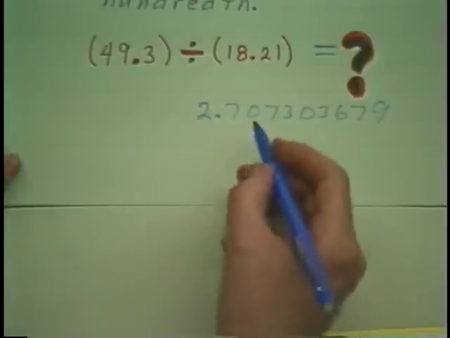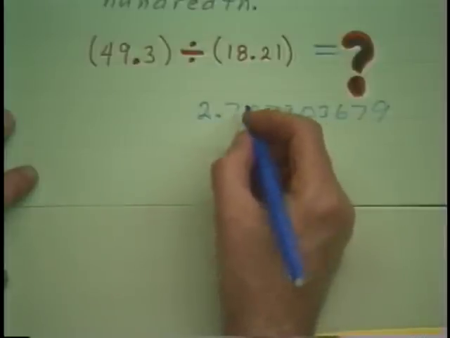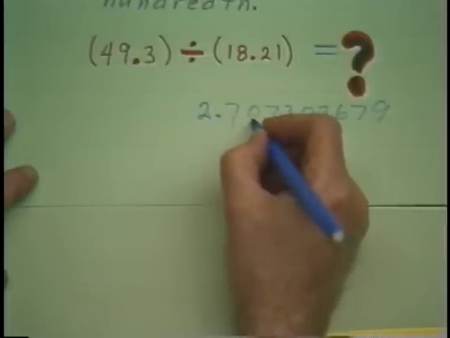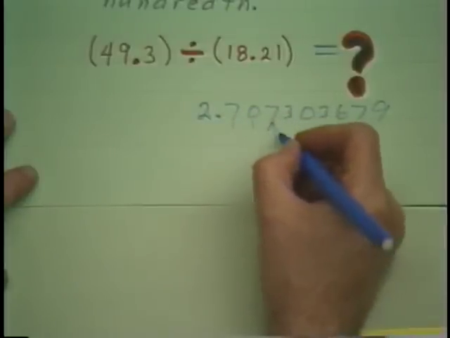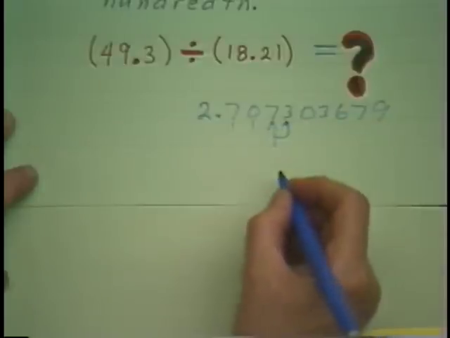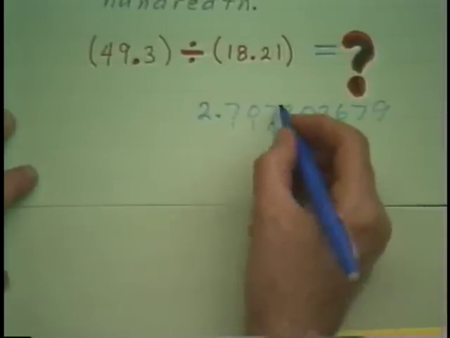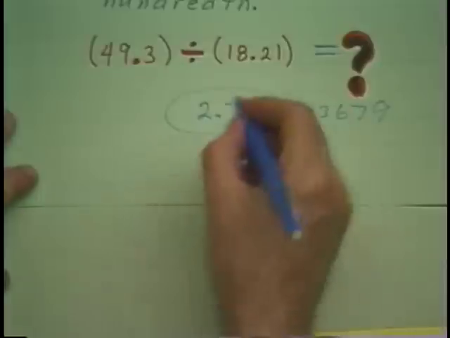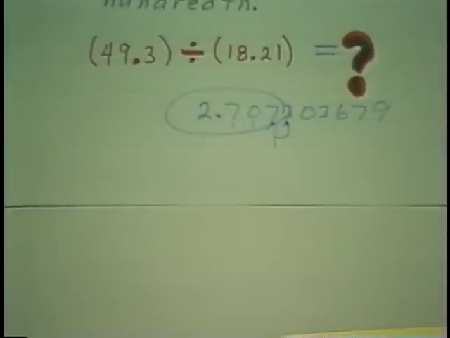Now, we wish to round to the nearest thousandth. So there is tenth, hundredth, thousandth. We look at only the digit next to it. It's less than 5, so we round down, and that's my answer.